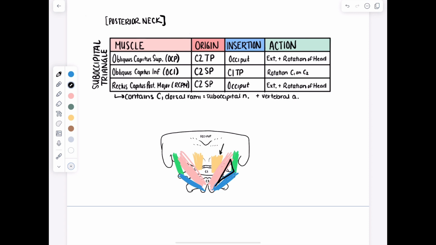This yellow one is rectus capitis posterior minor. So it's technically not part of the actual suboccipital triangle, but we still count it. This green one right here is going to be our RCPM, our major. And then we have our two obliques. We have our superior oblique, so I'm going to call it OCP, and our inferior one, OCI. So that's how you kind of draw those muscles.